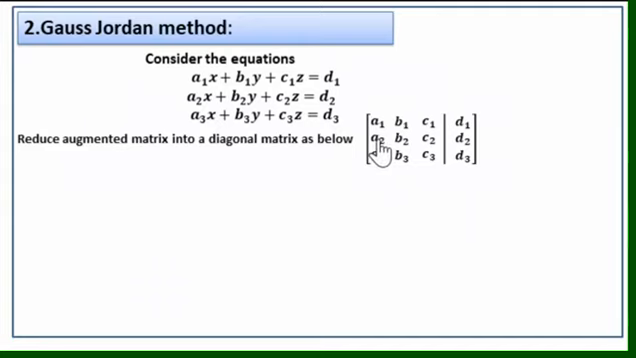Then we make these 6 elements 0. So the elements above the main diagonal and below the main diagonal, make them 0, so that this coefficient matrix becomes a diagonal matrix. So in the first step, we make these two elements 0. The elements below the first leading entry of the first row, we make these two elements 0.